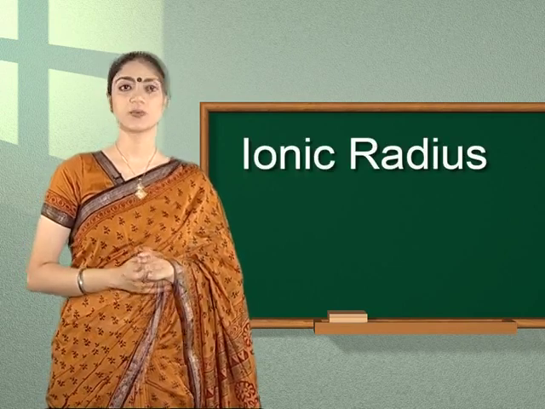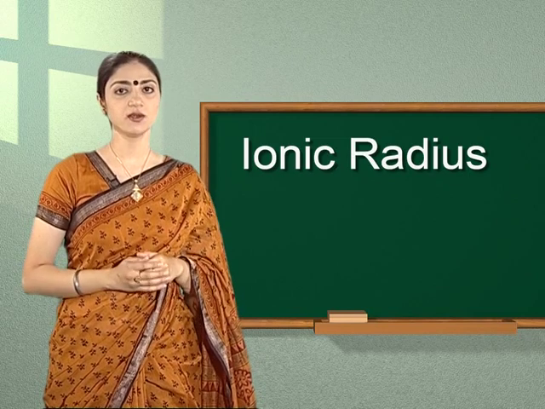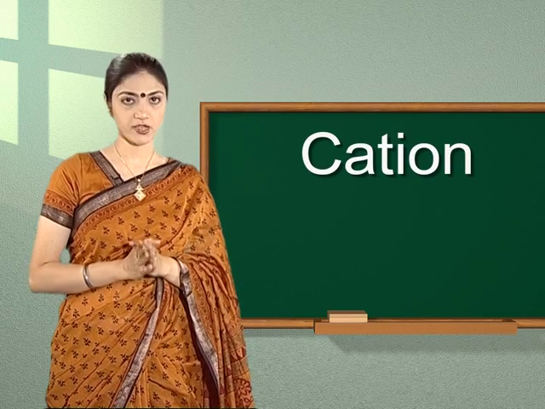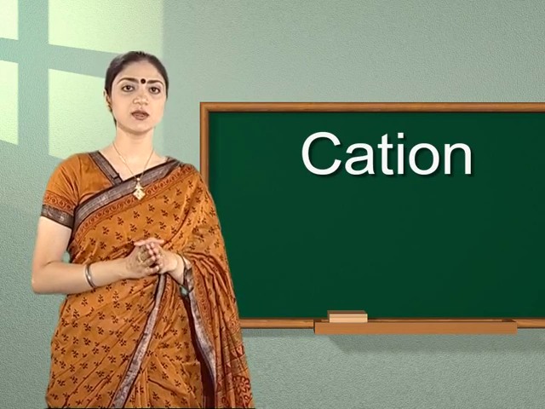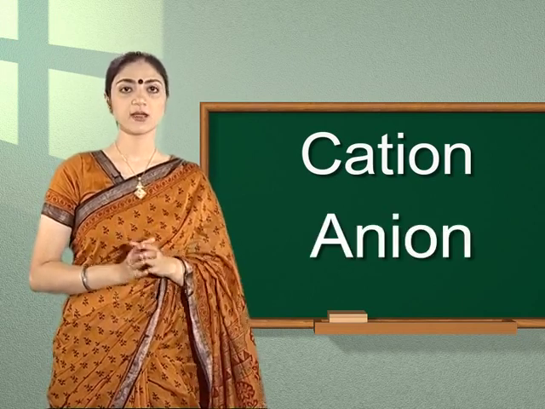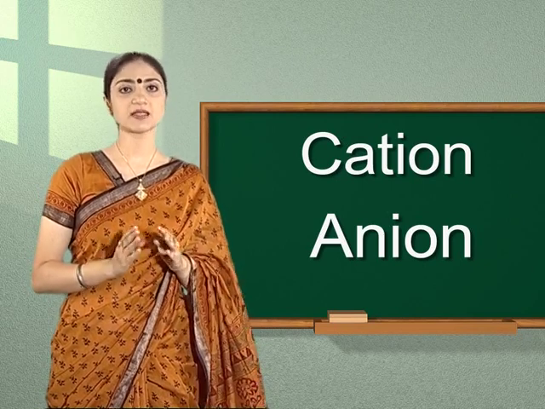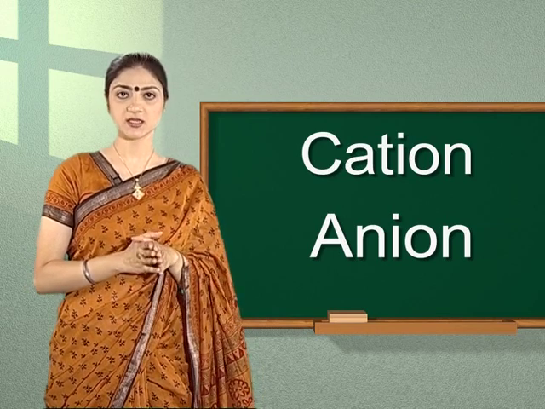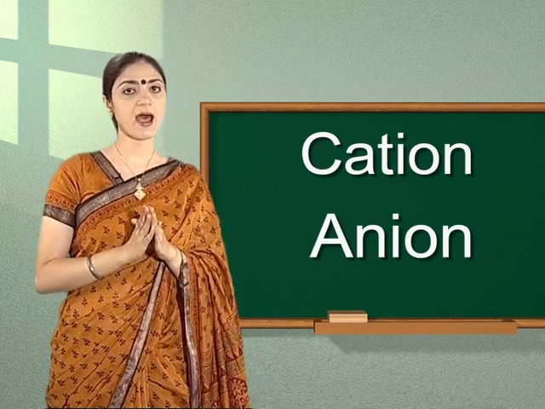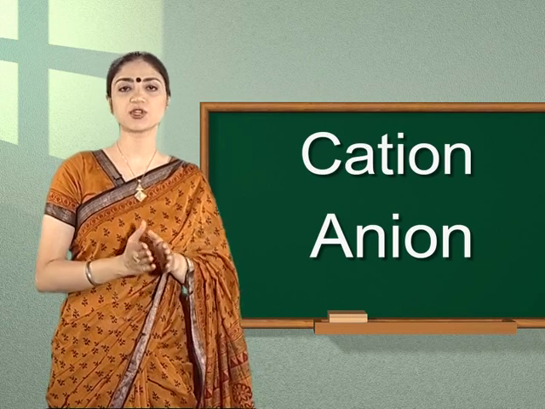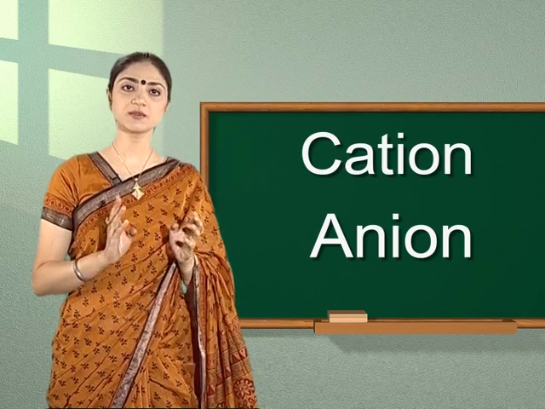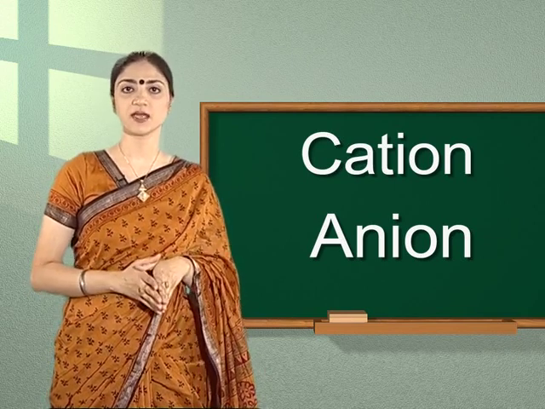Students, let us now discuss about ionic radius. The removal of an electron from an atom results in the formation of a cation, whereas gain of an electron leads to an anion. The ionic radii can be estimated by measuring the distances between cations and anions in ionic crystals. In general, the ionic radii of elements exhibit the same trend as the atomic radii.